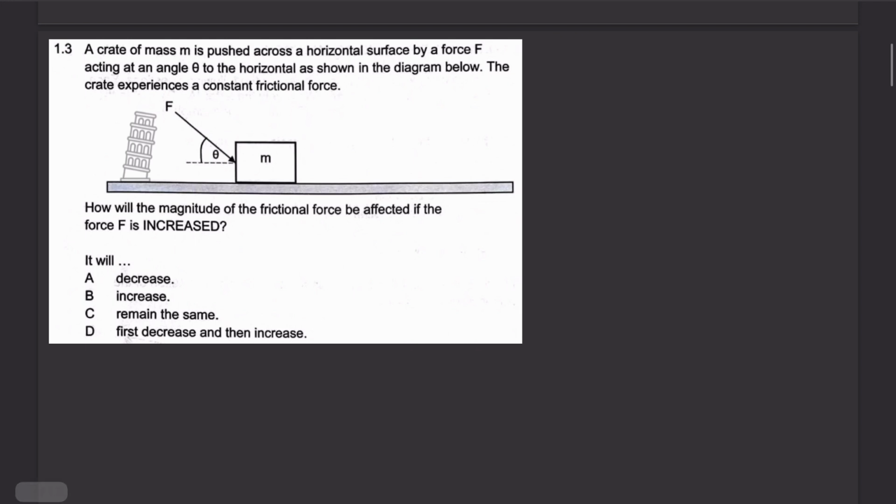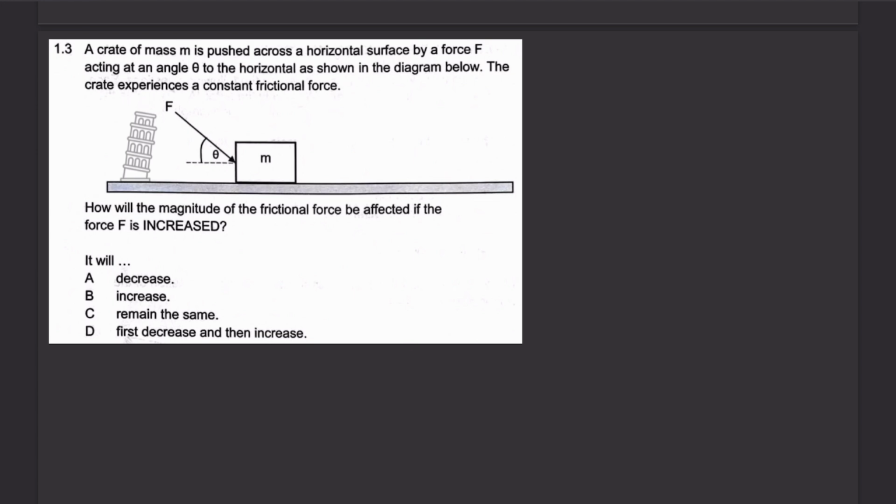Okay, question 1.3. A crate of mass M is pushed across a horizontal surface by force F, acting at an angle. The crate experiences a constant friction. How will the magnitude of the friction be affected if F is increased?